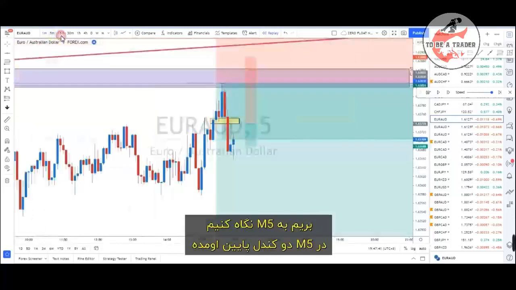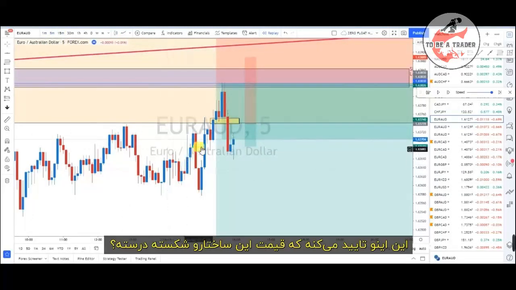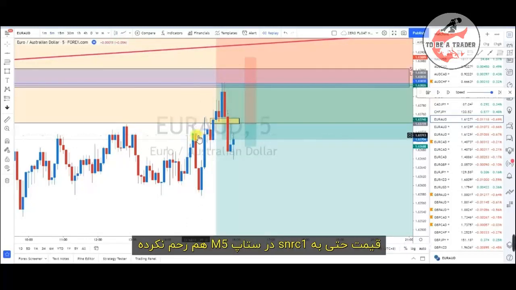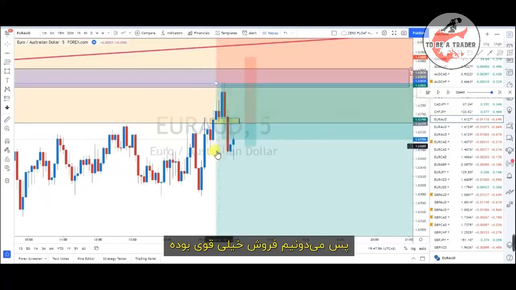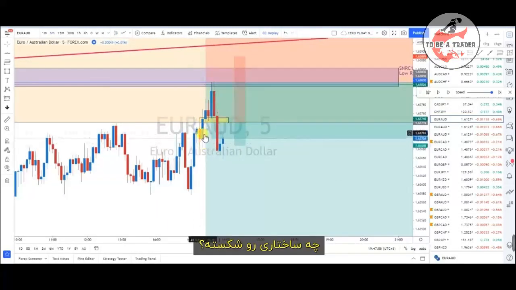Why? So let's look at the M5. M5 has already closed 2 candles down. So this confirms that the price has broken the structure. You see, guys? It doesn't even respect the SNRC1 and the M5 setup. Okay, so we know that the seller has come in very strong. It broke the structure. What structure did it break?